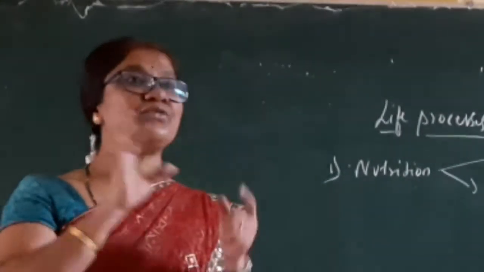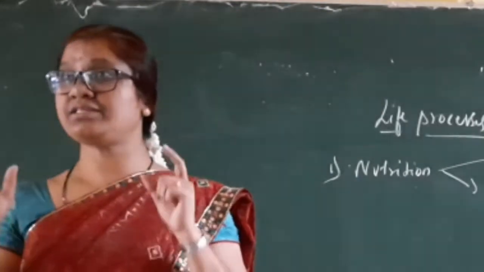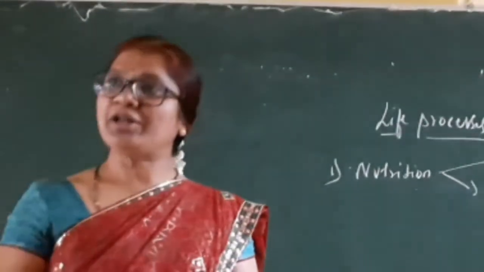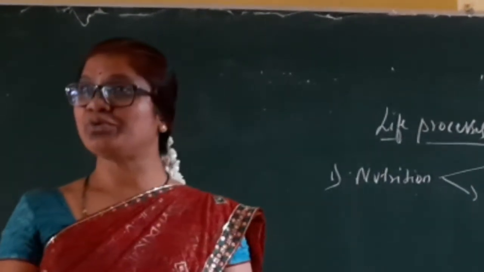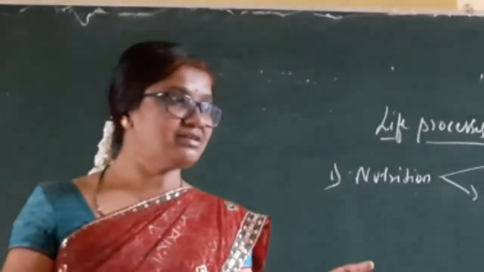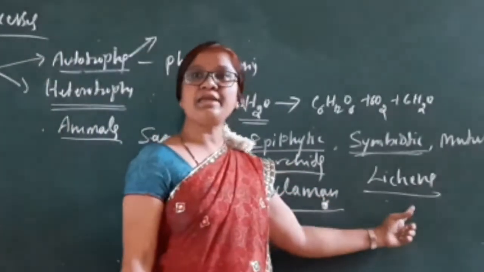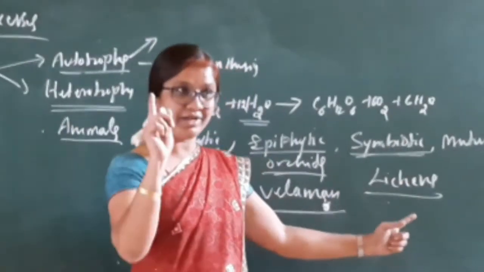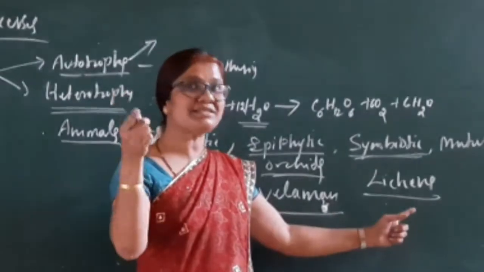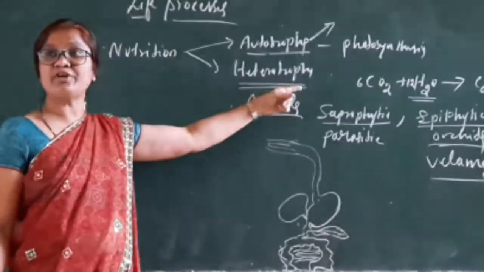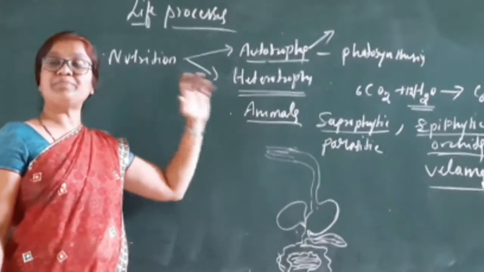Why don't they grow in the cities and towns? It is highly polluted. Where there is a highly polluted area, lichens never grow. So we won't find them in towns and cities. Lichens are the best air pollution indicators. The question may be asked in this area. The mode of nutrition is heterotrophic, that is, they cannot prepare their own food.